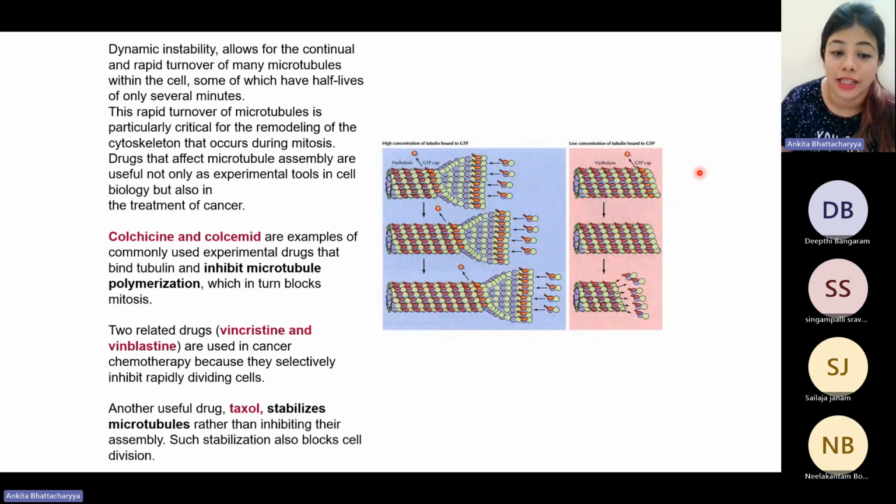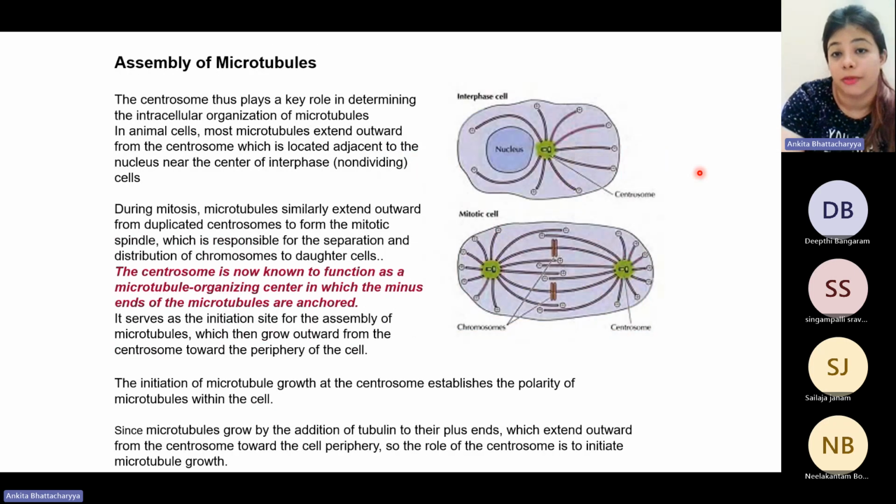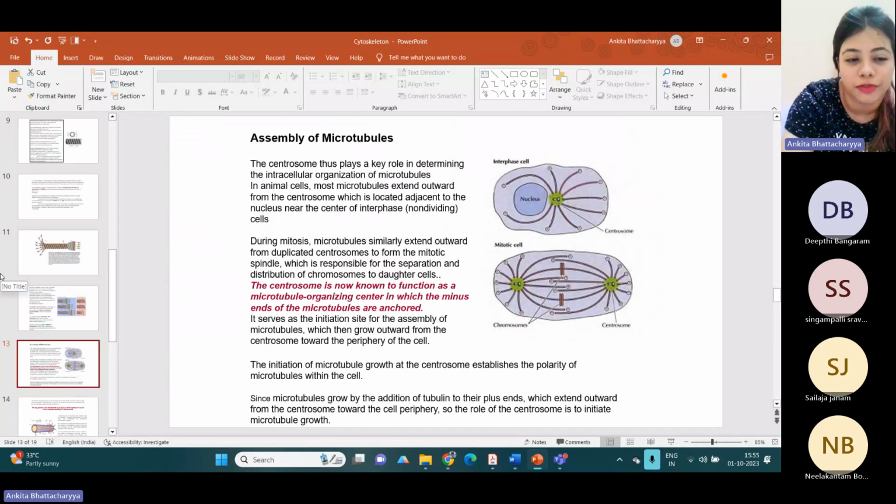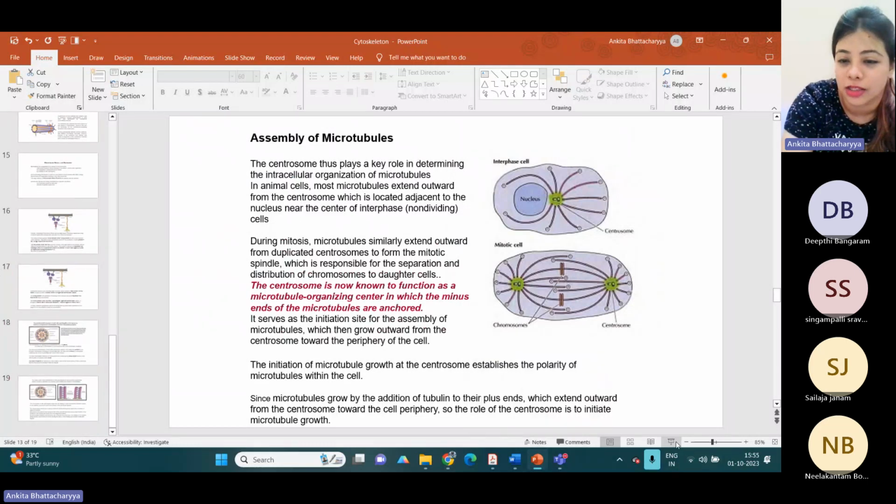Taxol, like I said, instead of inhibiting assembly, what they do is they stabilize the microtubules, and this stabilization effectively ends up blocking cell division. So these are examples of some of the drugs that are found to be quite relevant to cancer chemotherapeutics, but they are also not the most effective, but they are what has already been studied.